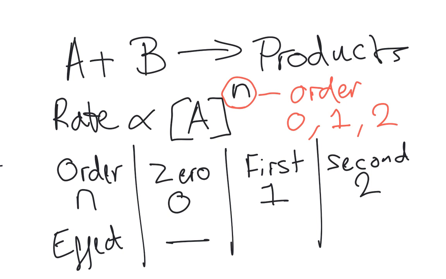Changing the concentration would have no effect on the rate. So if I double a to the power of 0, even if it's 2 times a to the power of 0, it's still 1, because anything to the power of 0 turns into 1. If we're talking about first order, we're saying a to the power of 1. Well, the concentration of a to the power of 1 is just the concentration of a.